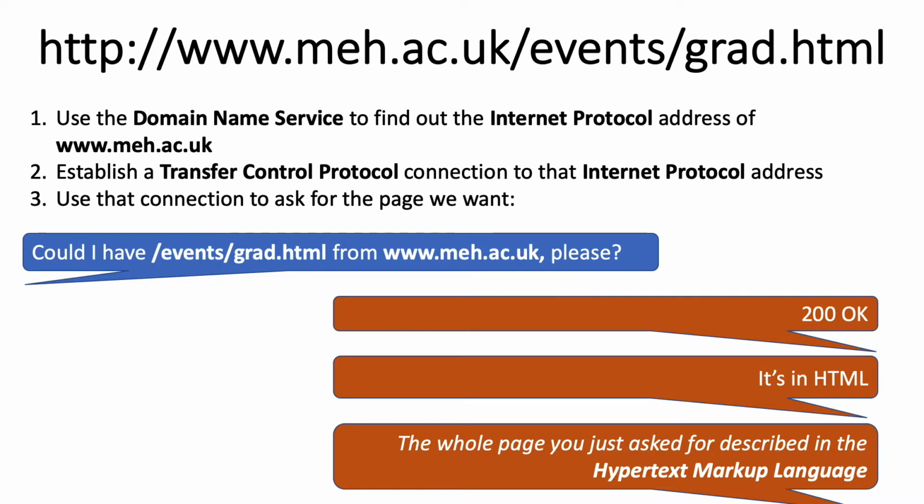Right, so I'm going to go through the entirety of what actually happens when you click on a link. We're clicking on meh.events.grad.html. So first of all, it's HTTP. If it was FTP or Mail2 or various other or Second Life, it would do something different. But for us, first of all, your computer uses the domain name service, we've seen how, to go and say, oh, what's the real address of meh.ac.arc? And it says back, here's the address.